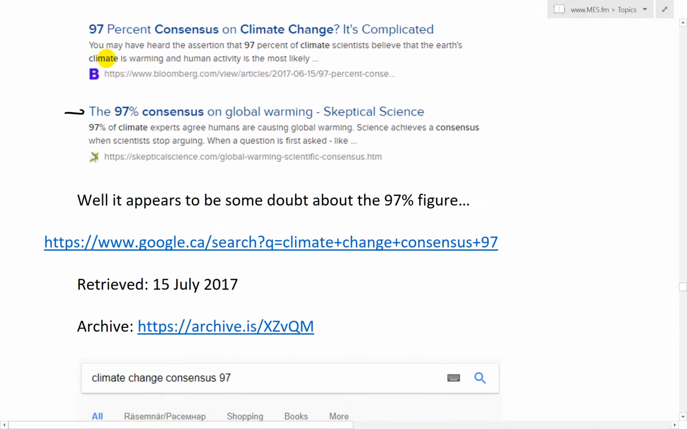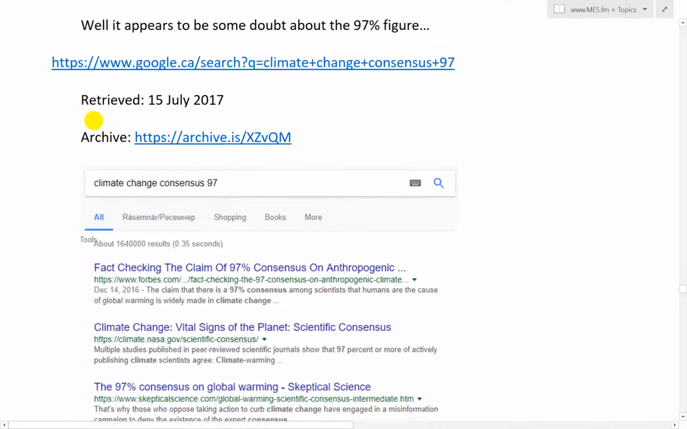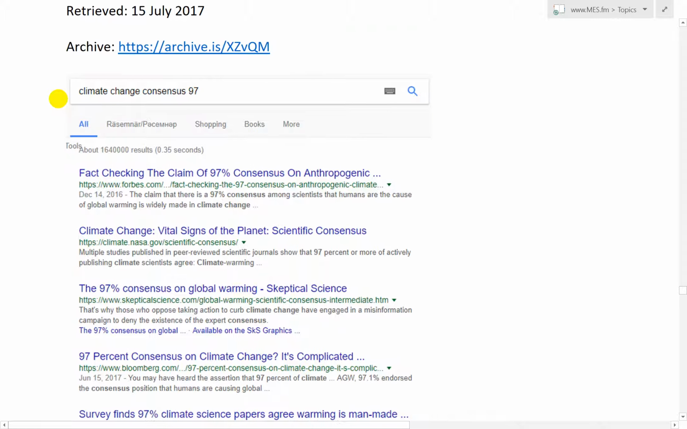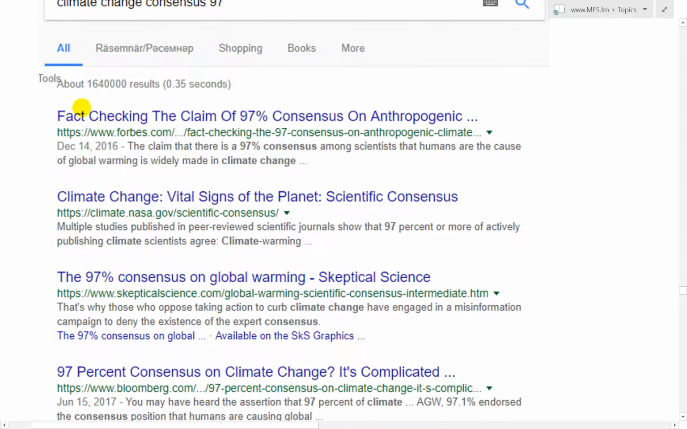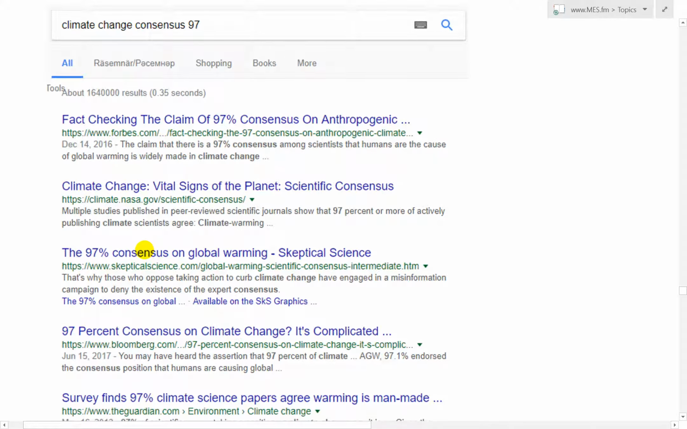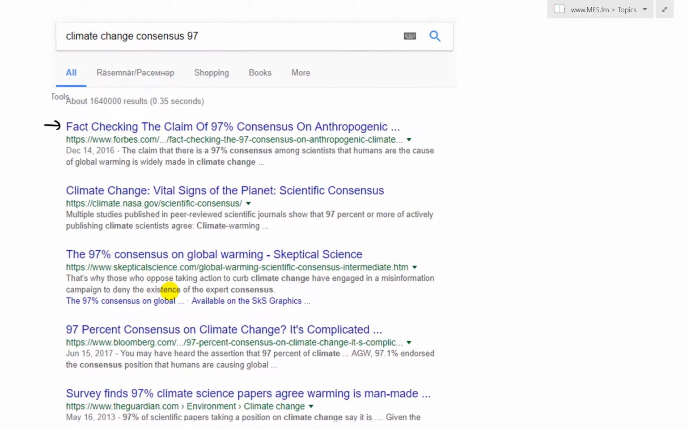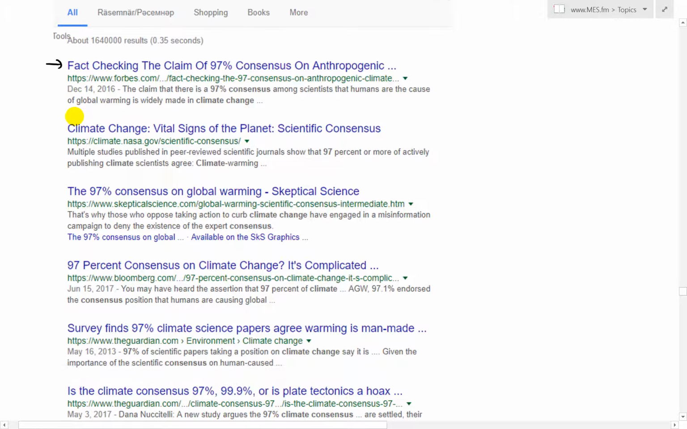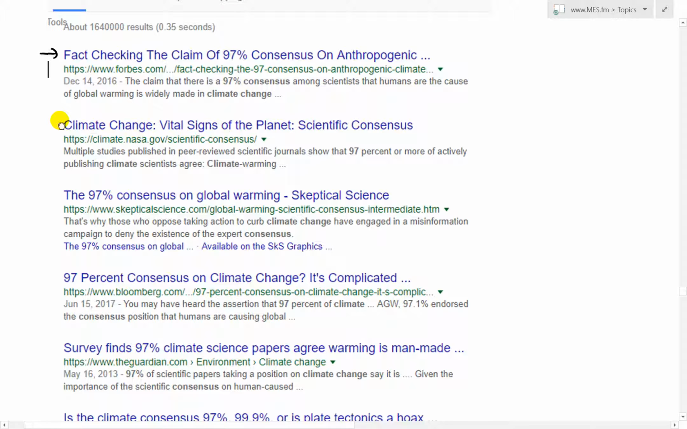But if you do it on Google, which pretty much everyone uses, let's look at climate change consensus 97%. Then there's Forbes fact checking the claim of 97% consensus on anthropogenic global warming. This is a somewhat neutral one, but they understand that it is a bit more complicated than that, because it looks at abstracts and other stuff like that, so yes, that's interesting overall.